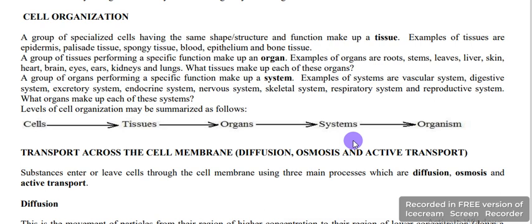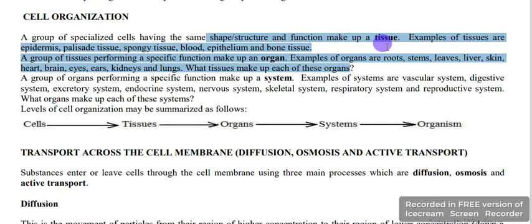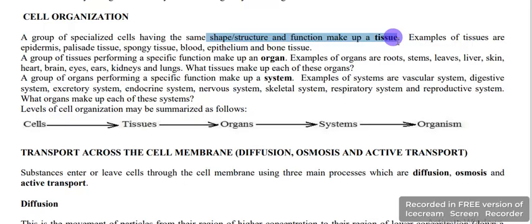Under cell organization, we have a group of specialized cells having the same shape, which is also the structure and function, make up a tissue. So when you have a group of specialized cells which have got the same shape, which is also the structure, they make up a tissue. So a tissue is made up of a group of specialized cells which have the same shape and also the same function.